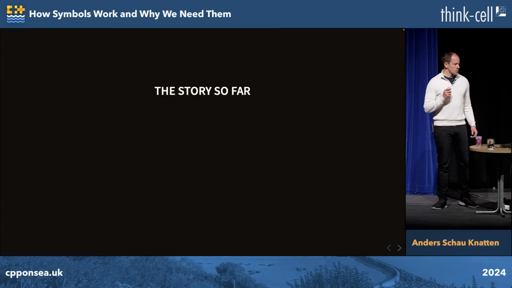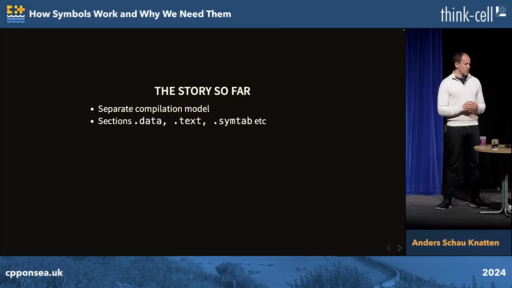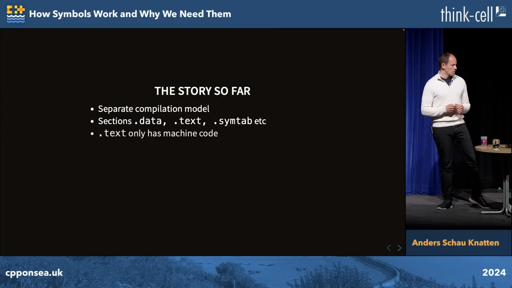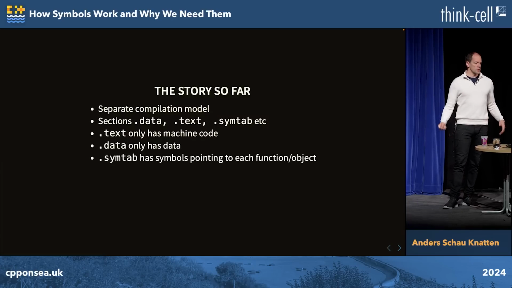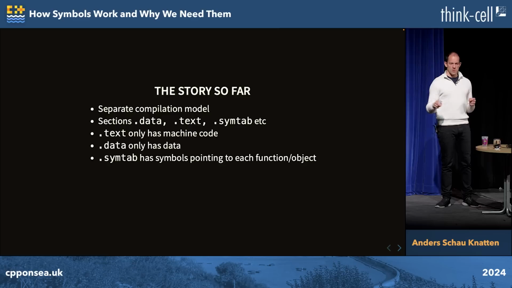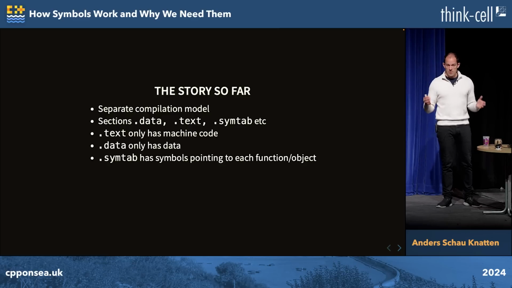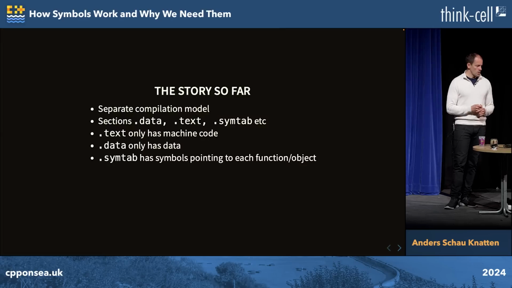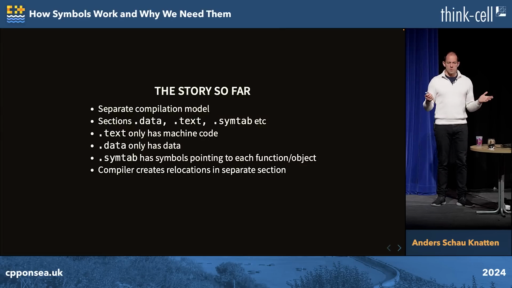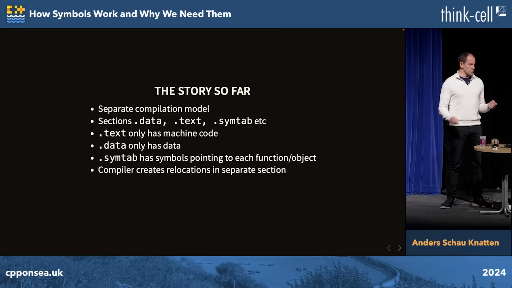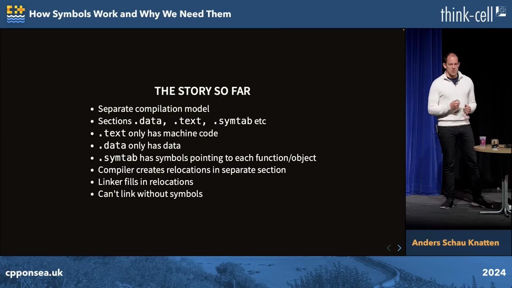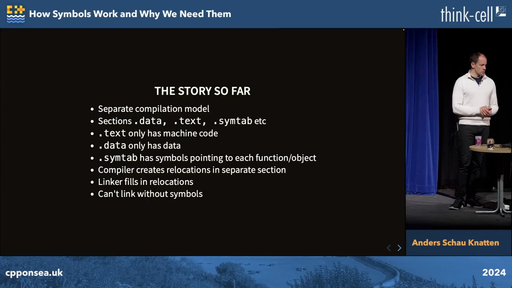The story so far is that we have a separate compilation model. We have sections like data, text for the code, symtab, and so on. Text only has the machine code. Data only has the data. And symtab is a table of symbols pointing into these other sections, telling the linker or yourself where your things have ended up. We saw how the compiler can't find a function, so it just fills in zeros and adds a little note to the linker, called a relocation, in a separate section yet again, and the linker can then fill in these relocations when linking. And finally, we saw that we can't link if we don't have any symbols.